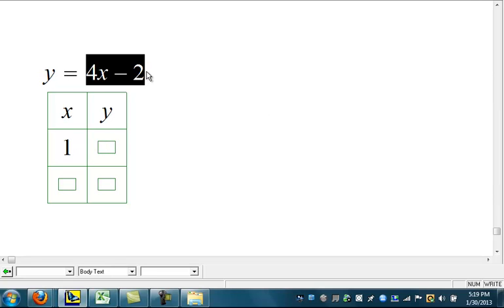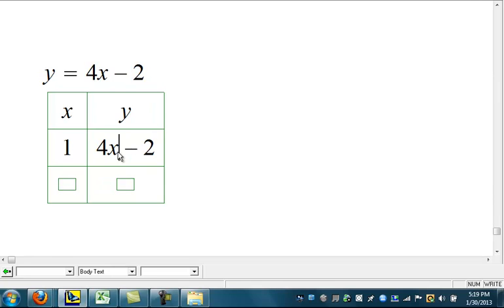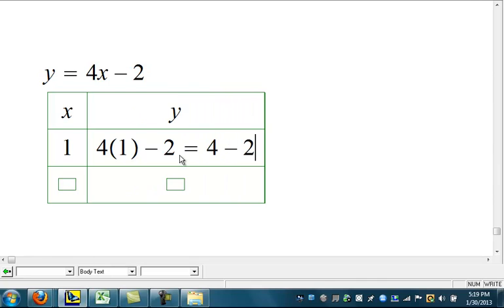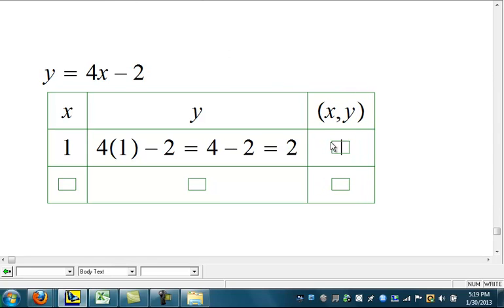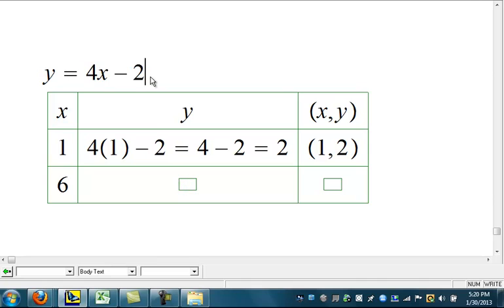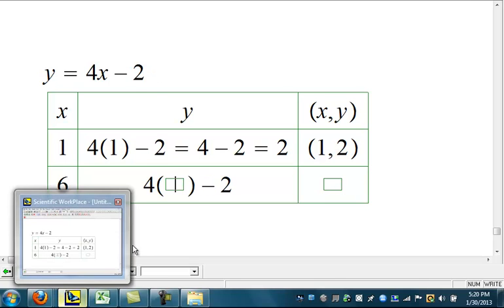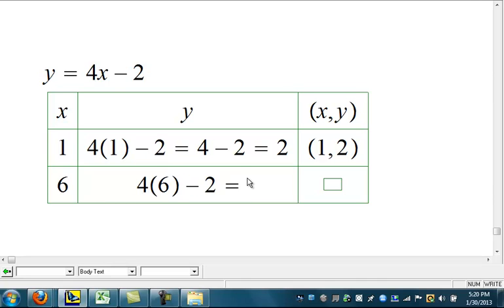Very nice. So we have 4 times 1, which is 4 minus 2. That is 2. Are we good? Here I will type the coordinate. So what do I get as the coordinates of the point here? 1, 2. Very nice. Somebody else, give me another value of x, whatever you please. Yes, go ahead. 6. Very good. So 4 times 6 is 24, minus 2 is 22. Did I do it right?